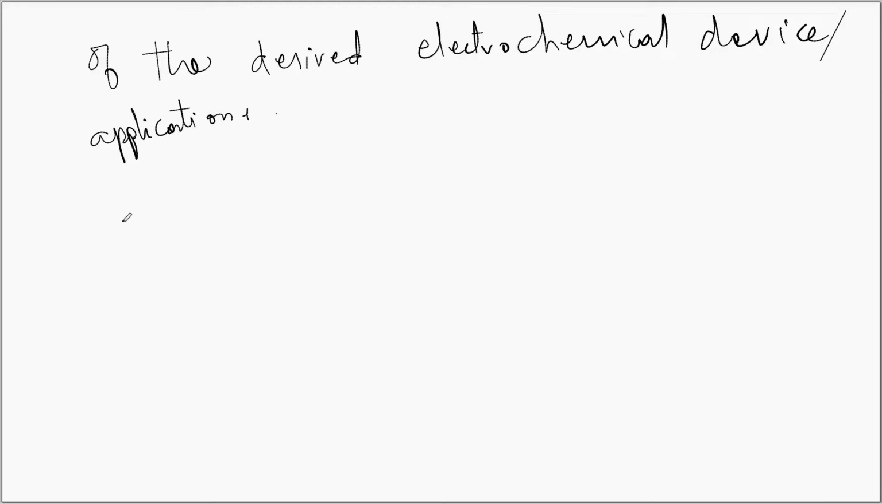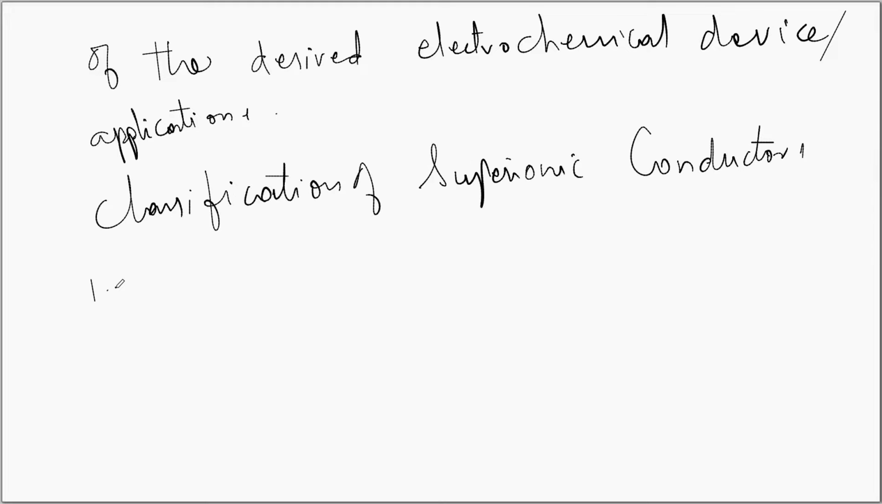The superionic conductors are classified basing on two parameters. Basing on the type of conducting ionic species, the superionic conductors have been classified into one group, and the other group is the host material. Basing on the host material that is used to develop the superionic conductor, the materials are also again classified.